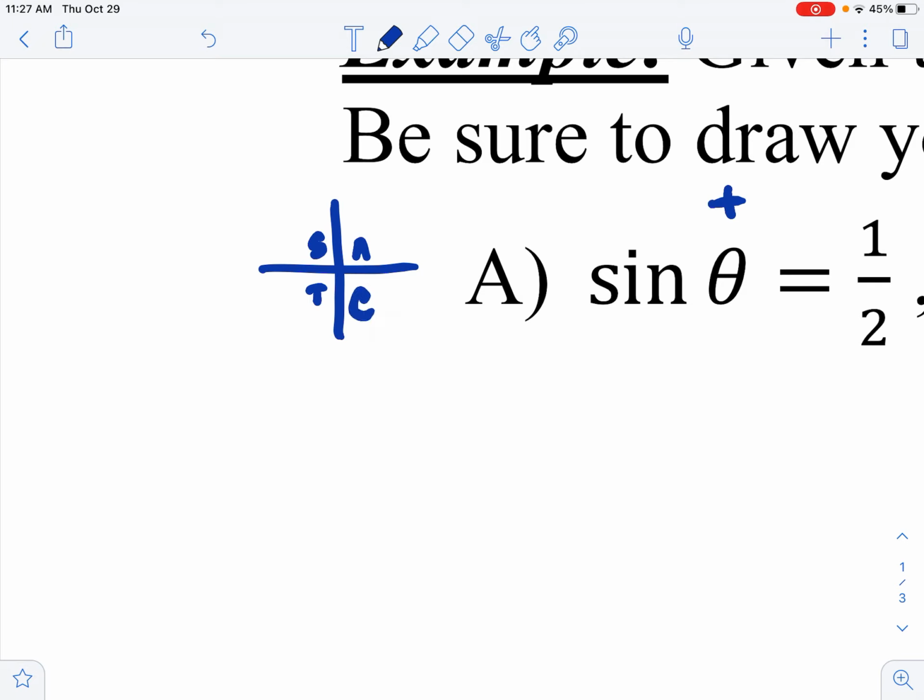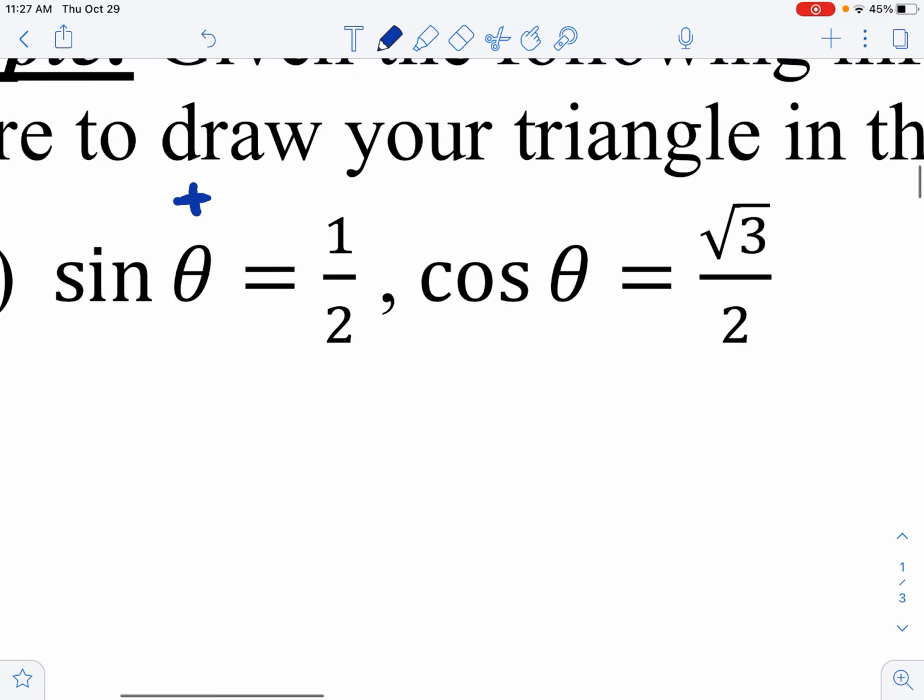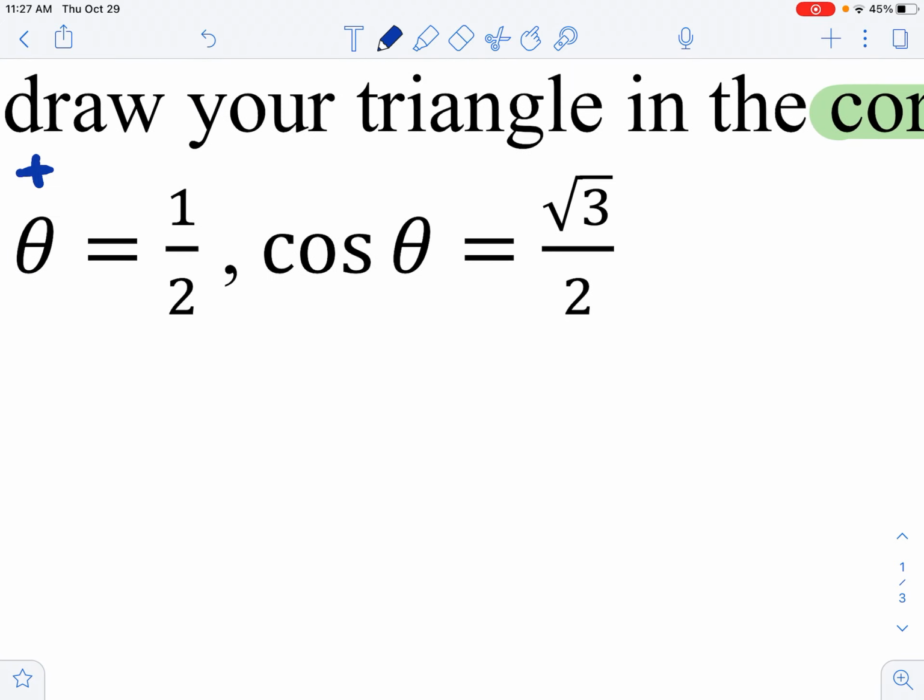So I'm going to do all students take calculus. Oops, calculus. So where is sine positive? Quadrants 2 and 1. So 3 and 4 are ruled out.